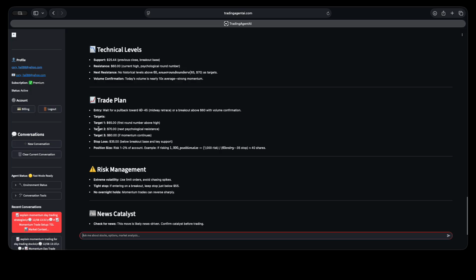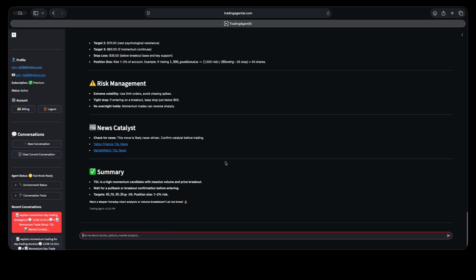Entry at 60, and then our first target would be $65. Our second target would be $70, and our third target, if momentum continues, would be $80. Your stop loss would be around $35, below the breakout base and key support. And again, for position size, you'll want to risk 1 to 2% of your account.